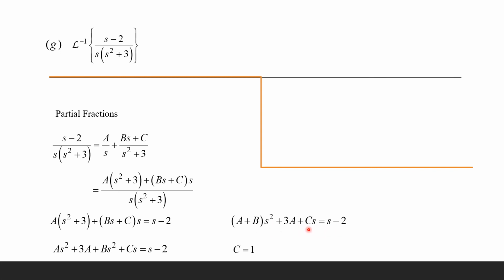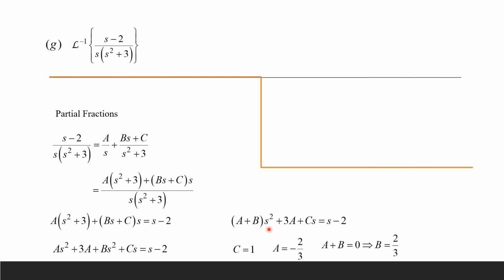The first thing that we can see is the value for C. On the left side, the coefficient of s is equal to C. On the right side, the coefficient of s is equal to 1. So certainly C equals 1. Next is to get the constant A. On the left side, the constant term is 3A. On the right side, the constant term is negative 2. So 3A equals negative 2. That means A must be negative 2 over 3.